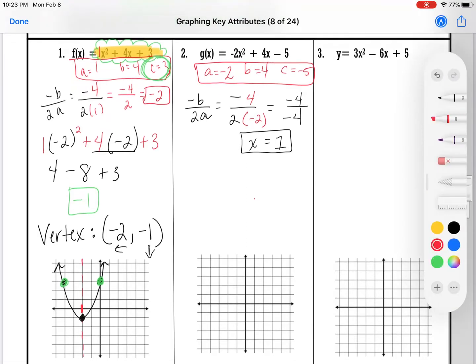So my axis of symmetry, I'm going to draw a line through the x-axis. Here's 1. It's kind of ugly. And here is my axis of symmetry. Done.